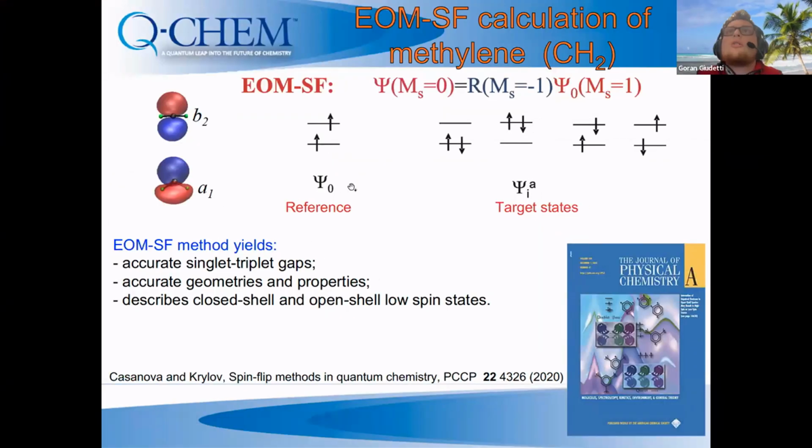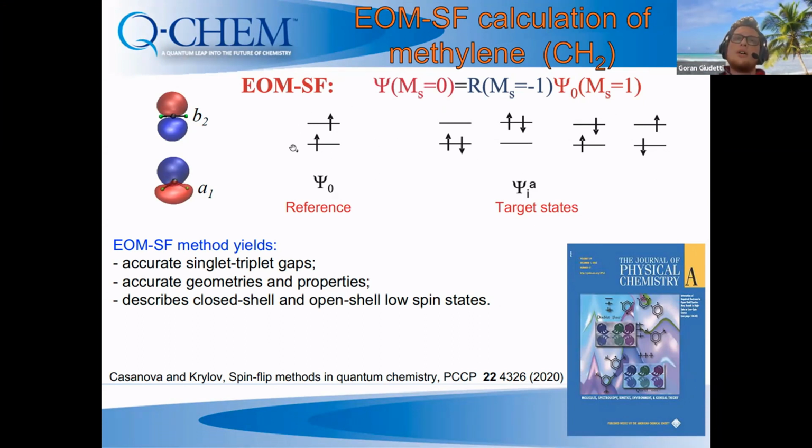All right. Hello, everyone. So for the equation-of-motion spin-flip exercise, we're going to use the EOM-SF method to calculate the singlet and triplet excited states in methylene. I just want to recap a few of the things that Professor Krylov said during her presentation: EOM-SF is an extremely powerful tool to compute, within a single reference framework, both closed-shell and diradical states in molecules. So that's exactly what we're going to do for methylene.